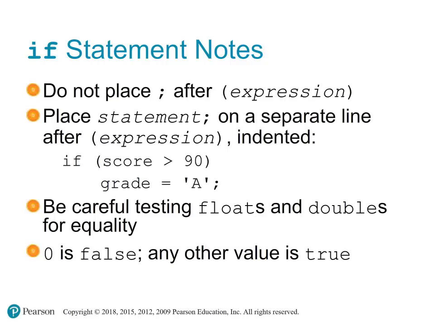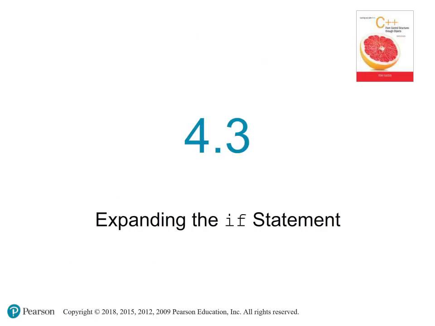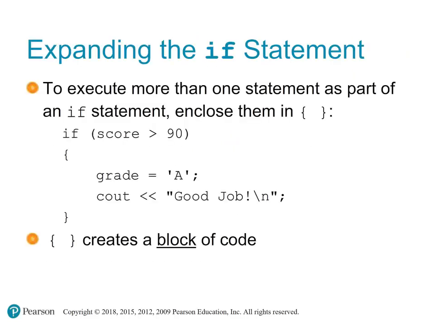In C++, 0 is considered false, and any non-zero value is considered true. When you need to execute multiple statements conditionally using an if statement, you can enclose them in curly braces to create a block of code. Curly braces define a block of code that shall be executed together.